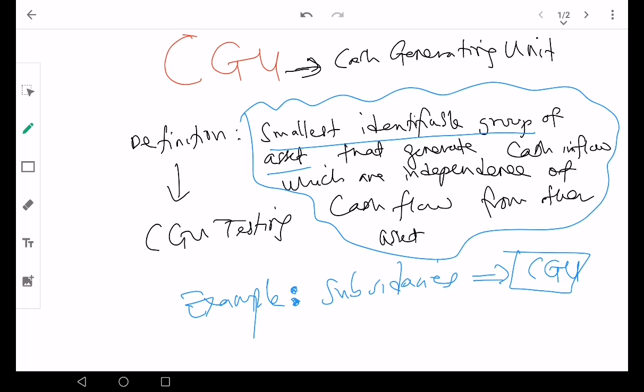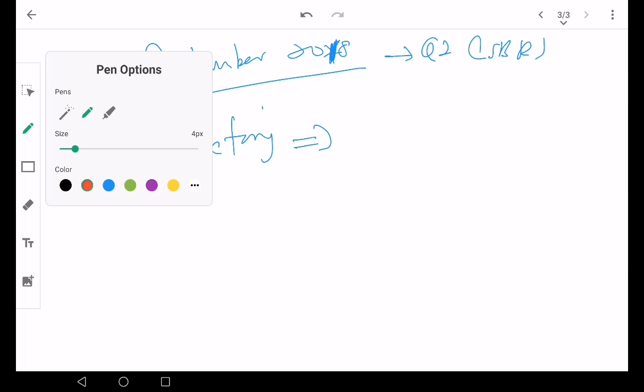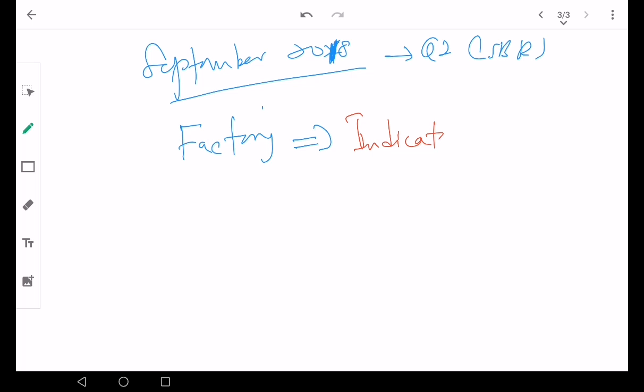I still remember in a past year question, September 2018, Question 2. For the SBR paper, he talked about the factory. They found an indicator based on my part 1. Indicator is very important. There is an indicator of impairment happening, because of the performance and so on, the factory starts to be in subsidence. Subsidence means declining performance and so on.